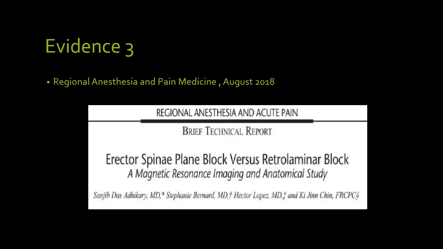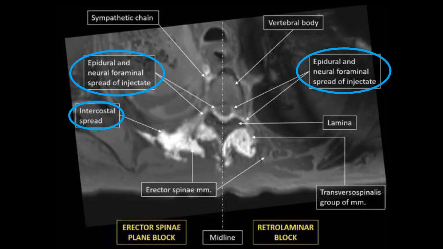Evidence number 3. Adhikary and others did an MRI and anatomical study to compare erector spinae block and retrolaminar block. They found one single injection retrolaminar and ESP blocks in fresh cadavers both produce epidural and neural foraminal spread and thus can be expected to have clinical effects similar to thoracic paravertebral blockade. The ESP block exhibits additional intercostal spread that may contribute to wider analgesic coverage than the retrolaminar block.